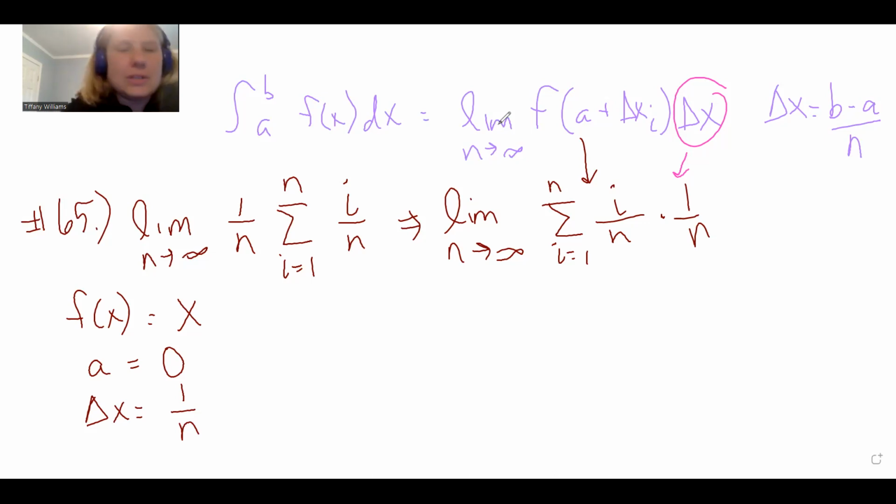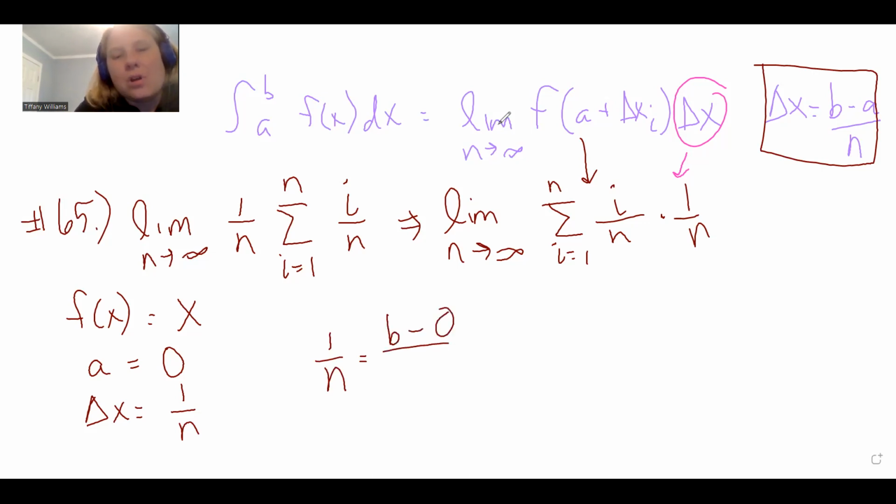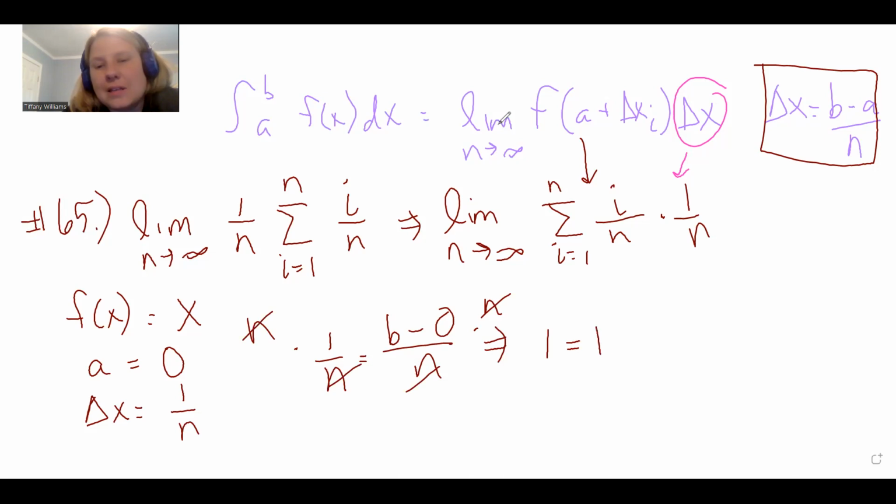So now to find b, I'm going to use this little definition here. Change of x, which was 1 over n, equals b minus, my a was 0, over n. I'm going to multiply both sides by n. When I multiply both sides by n, you're going to see them cancel out. So really, you've got the statement 1 equals b minus 0. So I can say, oh, b is equal to 1.